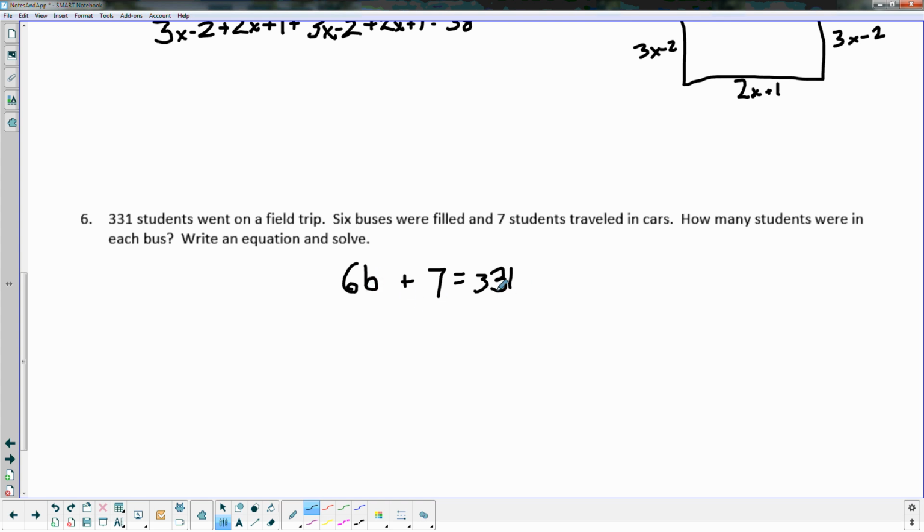So I think now we have enough information that we can figure out how many fit in each bus, where B is the number that fit in each bus. Solve that equation and you should be off to the races.